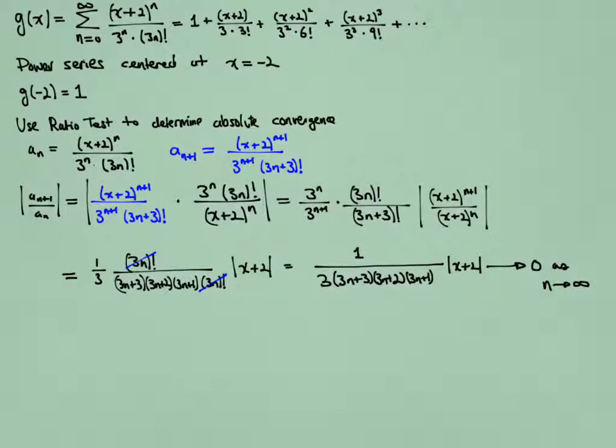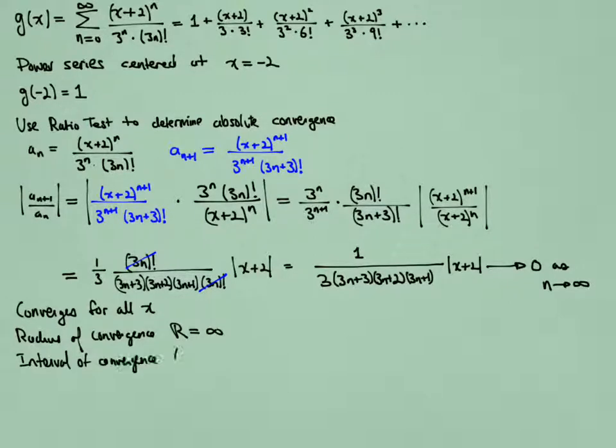As I let n go to infinity, this whole expression, regardless of the value of x, will go to 0, driving the entire expression down towards 0. So as n goes to infinity, this limit of the ratio of consecutive terms will be 0. Because that number is less than 1, regardless of what the value of x is, the ratio test says that it converges for all x. Another way of saying this is that the radius of convergence is infinite, or that the interval of convergence is the entire real line, minus infinity to infinity.